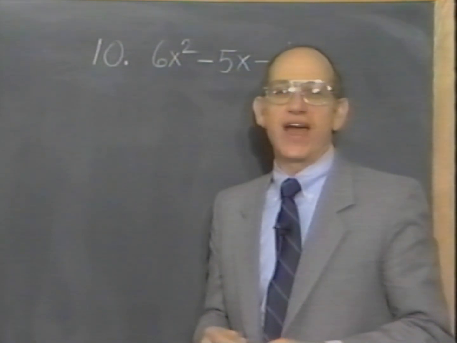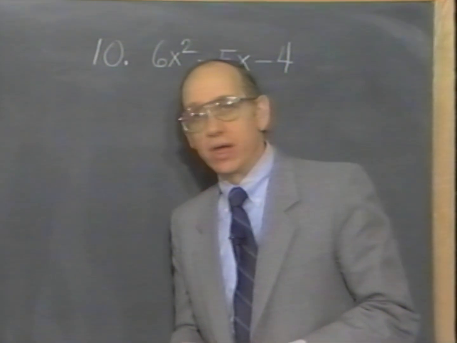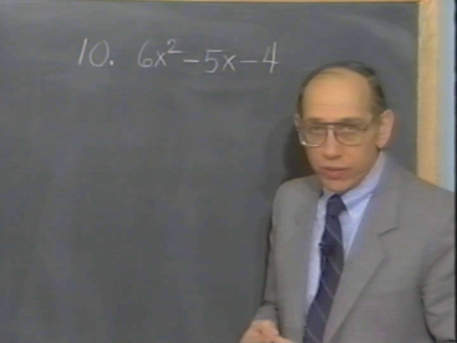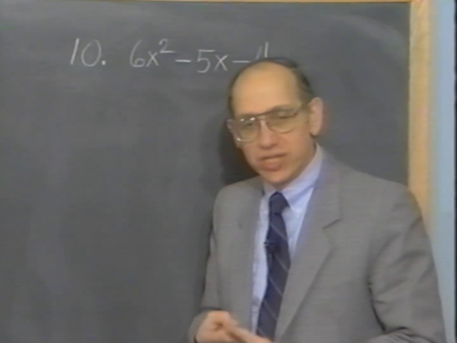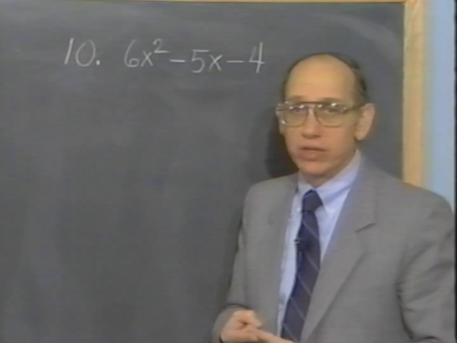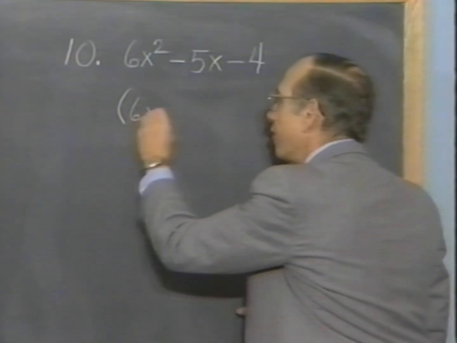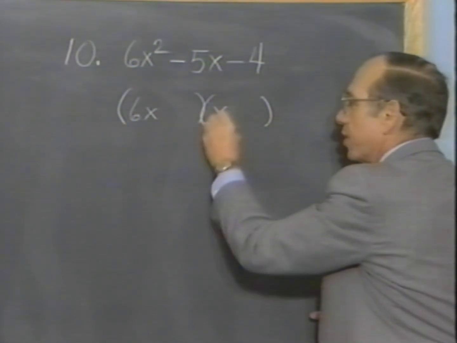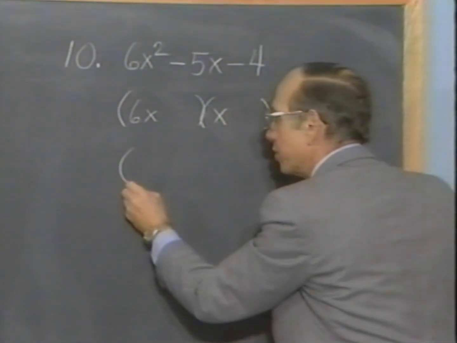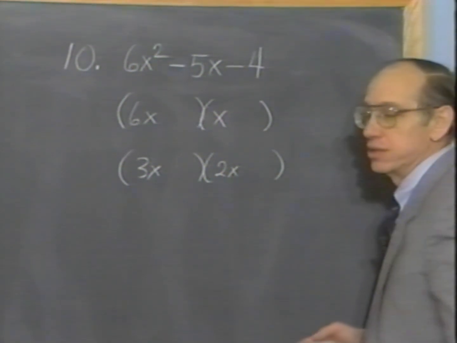Problem 10. Factor 6x squared minus 5x minus 4. Now this problem is going to take quite a bit of checking because here we have a leading coefficient of 6. And 6 can be factored in two ways. It can be 6 times 1 or it can be 3 times 2. So we're going to have to look at two possibilities. We're going to have to look at factors of this form where the lead terms in the binomials are 6x and x, and we're also going to have to look at the possibility of 3x and 2x.